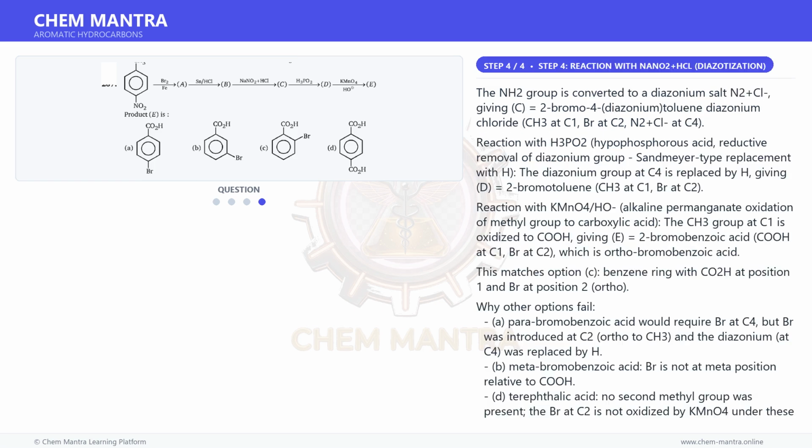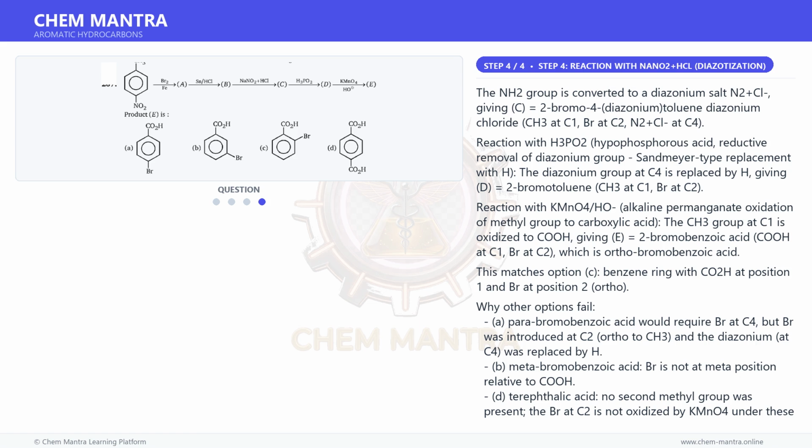And for the next step, the NH2 group is converted to a diazonium salt, N2+ Cl-, giving C equal to 2-bromo-4-methylbenzenediazonium chloride, CH3 at C1, Br at C2, N2+ Cl- at C4.